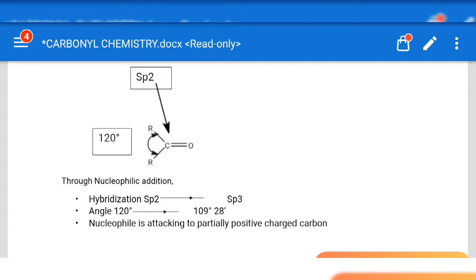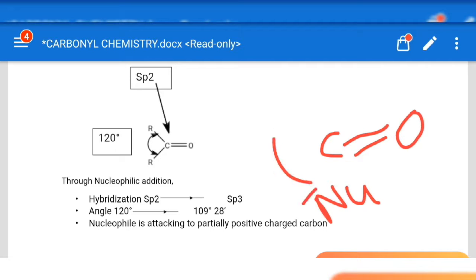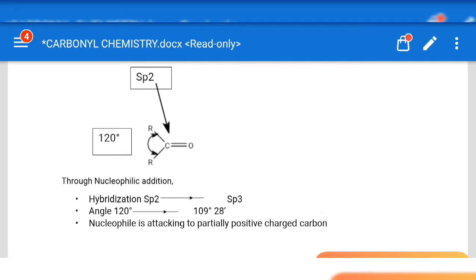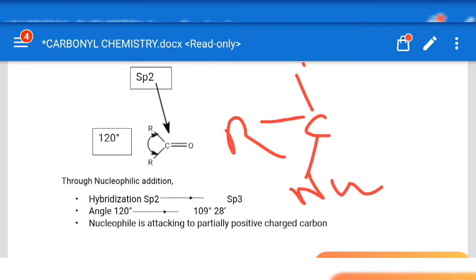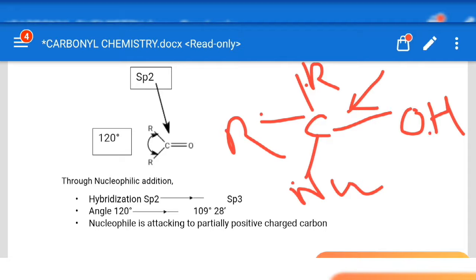Here hybridization changes from sp2 to sp3, because when a nucleophile attacks, this is carbon, this is oxygen. When a nucleophile attacks the carbonyl compound, what happens? If it is then protonated, the O negative will be protonated and OH will form. Now that carbon is attached to 4 groups and it is sp3 hybridized after the nucleophilic addition reaction.